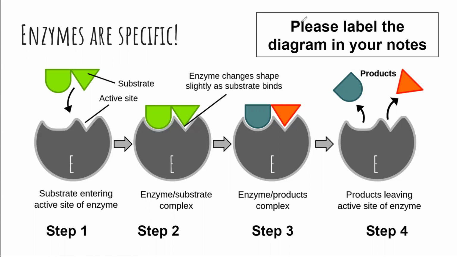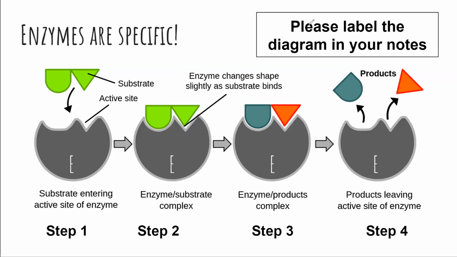Step 3, between step 2 and step 3 is where the reaction takes place. And now your enzyme has either broken down or put together the substrate to create products, but they haven't left the active site yet. The enzyme hasn't released them yet. Step 4 is when the products actually leave the active site of the enzyme and the enzyme is ready for another reaction.